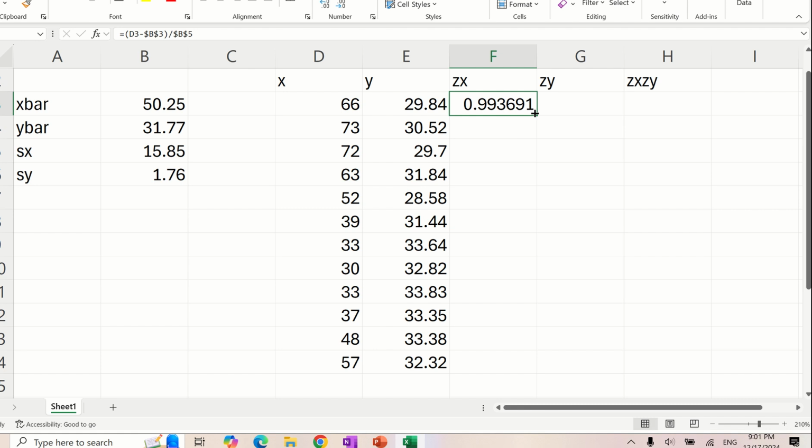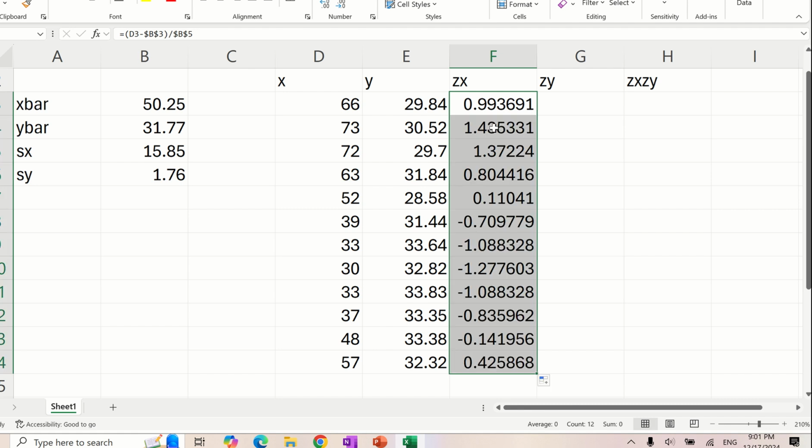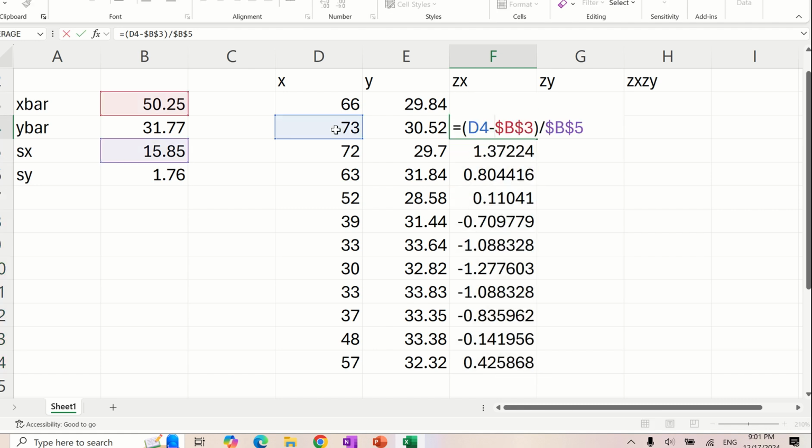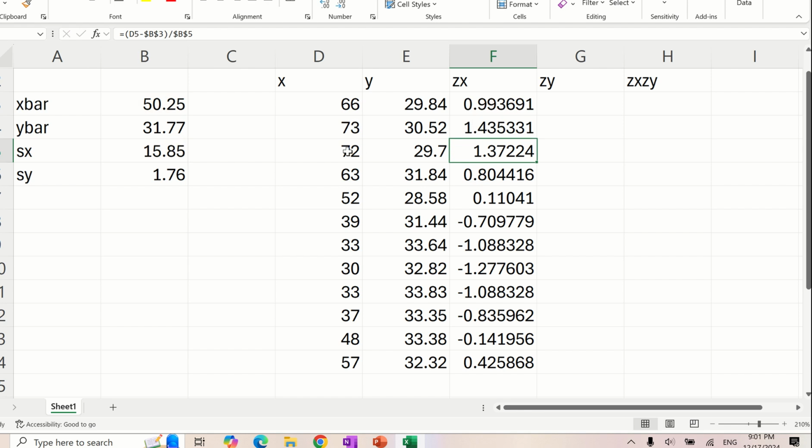So 0.99, and then I'm going to copy and paste this formula here. Again, to get this one, you do the X minus X bar divided by SX, right? That's how you would get this ZX here. If you want to get this ZX, you got to do 72 minus 50.25 divided by SX. And that's how you get each of these.